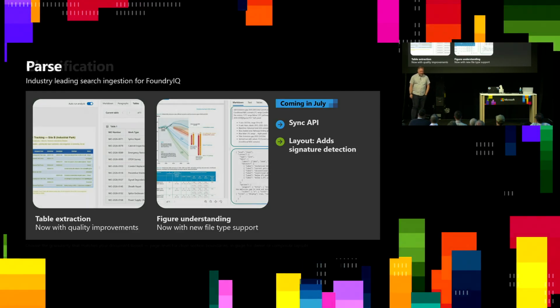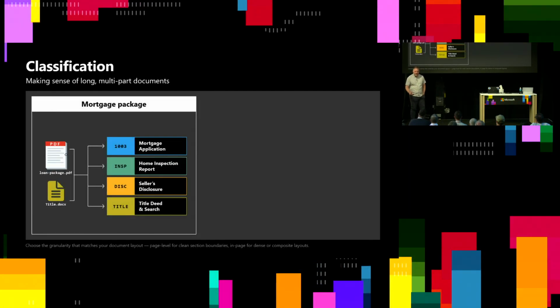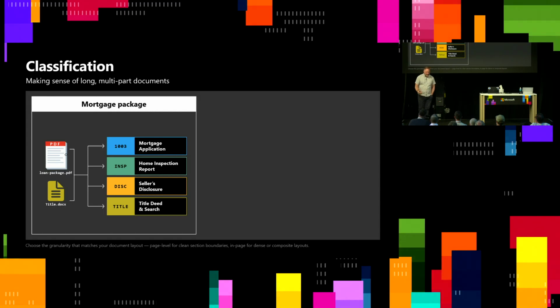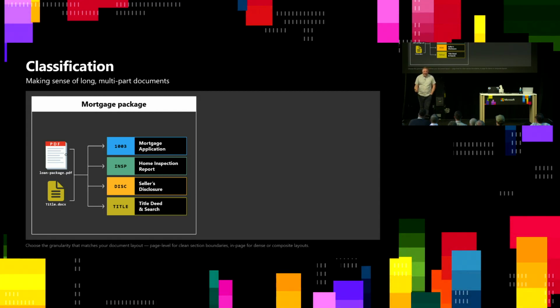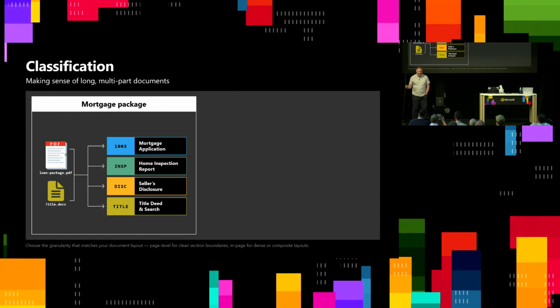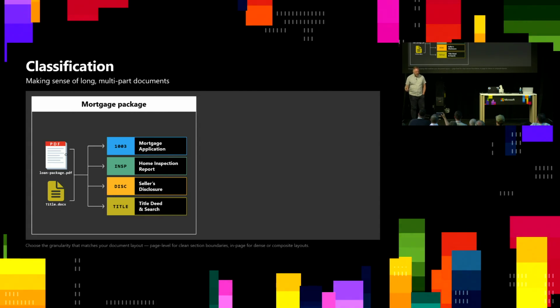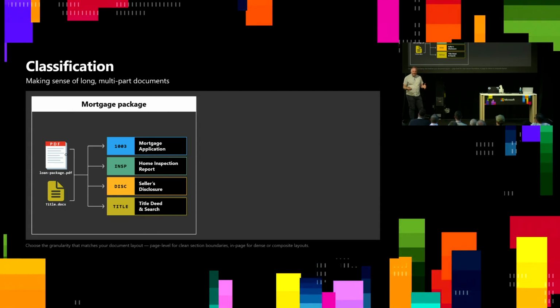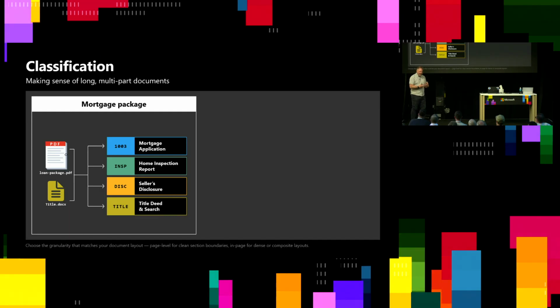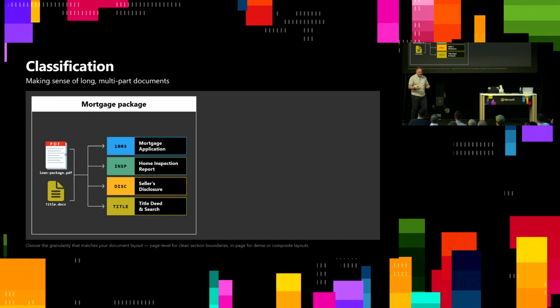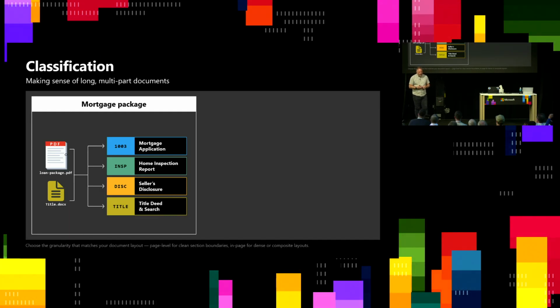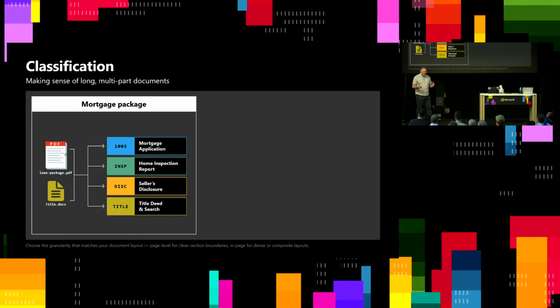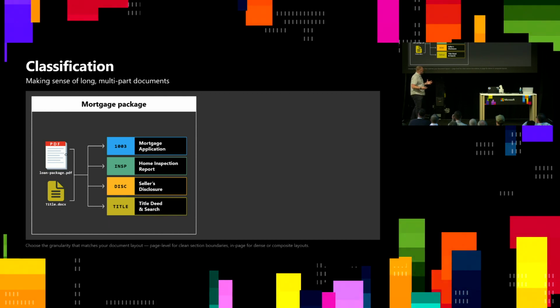Next, we'll show classification. So once I do parse, then I might want to classify this document, identifying the type of document it is, or breaking a long document up into logical parts. Many times, enterprise documents aren't just one document, they're a set of documents in a package. So I might have a case file, an application bundle, or a tax submission. It's not just one document, it's a bunch of different things all combined in one thing.